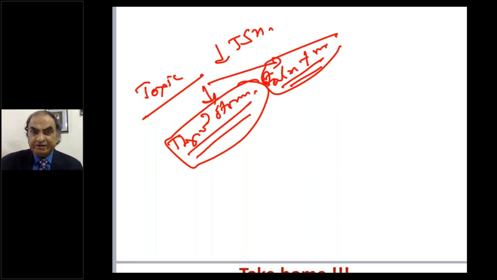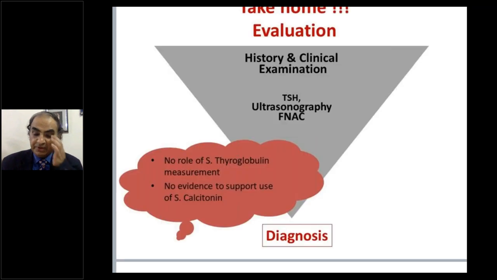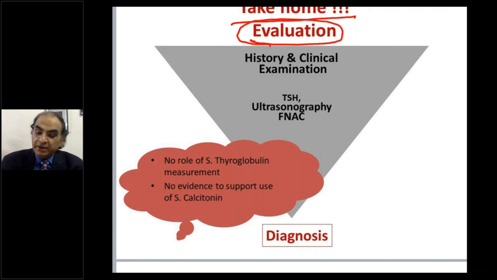False positive, why? If it's an active gland due to hyperplasia, then you can get some atypia, and the cytologist may actually get confused and may give a positive report for malignancy. So that's important. Now, what should be your take home in evaluation? This slide can sum it up. History and clinical examination, it amounts to repetition, but I'm insisting. Next is TSH. Then we do the ultrasound, and then the FNAC. And the ultrasound has to be high resolution.